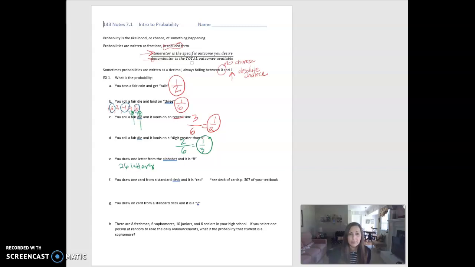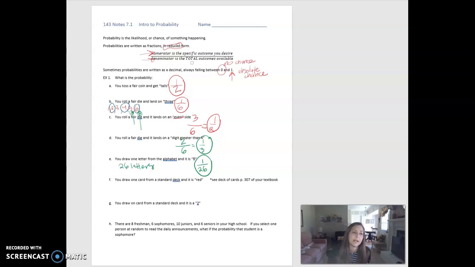What is the chance that you're going to be? Well, B is what we want. There's only one B. And so it would be 1 out of 26. There's no other way to draw a B other than to get a B. Nothing else counts.